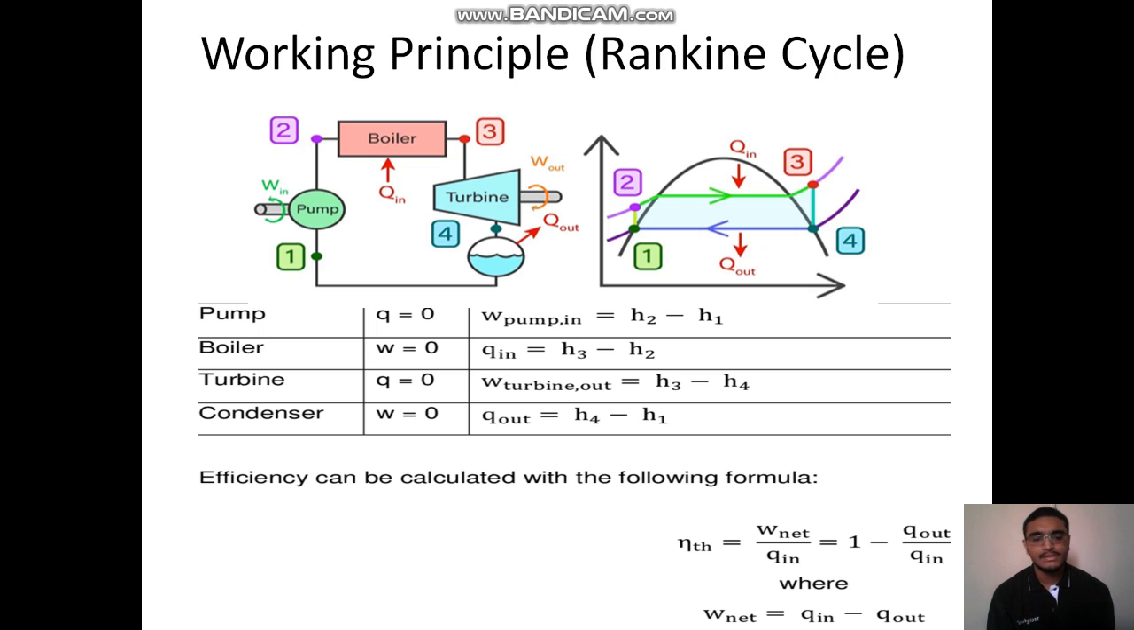So the efficiency formula is the net work done upon the heat given in. And as you know, the net work is the work done by the turbine minus the pump work. Pump work is almost negligible, and the heat in the denominator is the heat given in by the boiler.